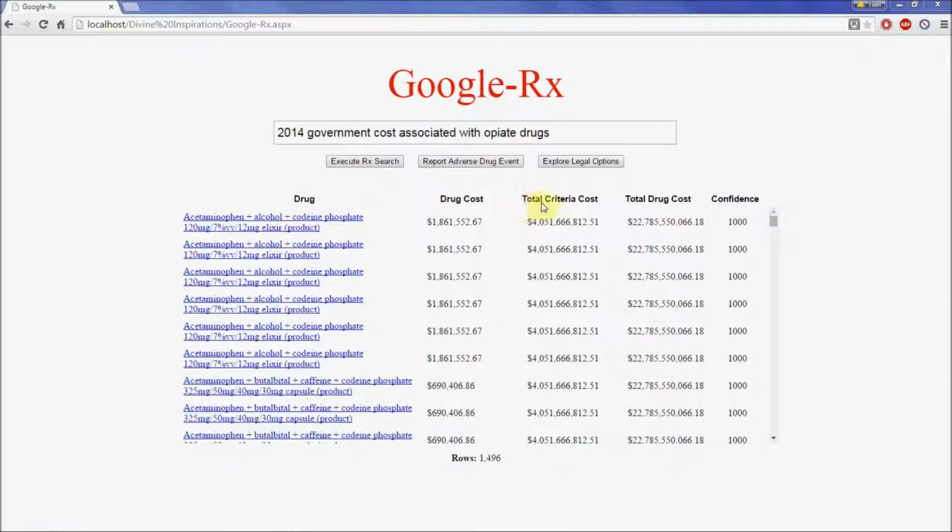We see another column labeled total criteria cost. The criteria in this case are opiate drugs. So we see that the federal government spent over $4 billion last year on opiate drugs. This next column is labeled total drug cost. This represents the total number of dollars spent by the federal government across all drugs.